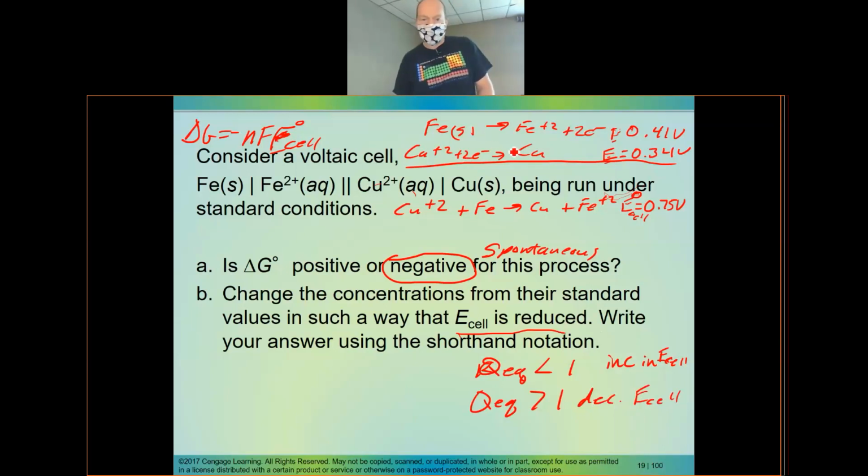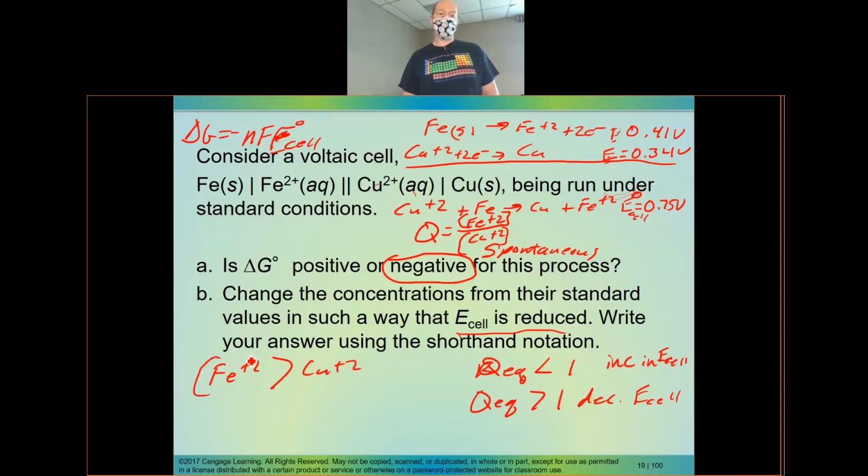All right, so if we write our Q expression, that is the Fe+2 concentration over the Cu+2 concentration. For our E cell to be lower than our E naught cell, we need a Q value that is greater than 1. And so the Fe+2 concentration has to be greater than the Cu+2 concentration. We have to have a number, when we do that division, that is greater than 1. If your numerator is larger than your denominator, then you're going to have a value greater than 1 in that division.